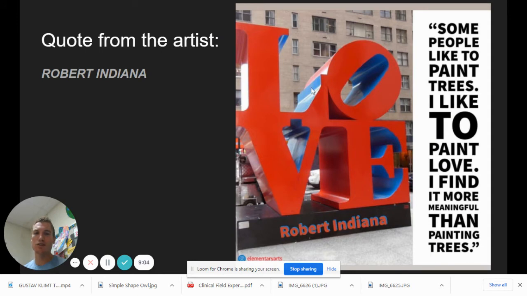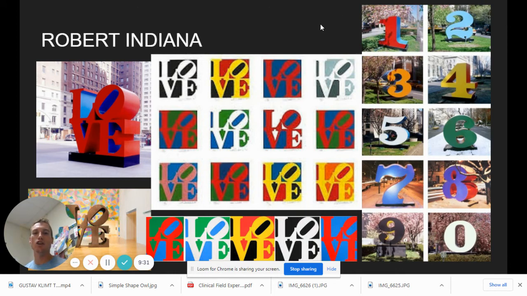That O is tilted. Here's a quote from the artist Robert Indiana. It says, "Some people like to paint trees. I like to paint love. I find it more meaningful than painting trees." So for him, he wanted to be more abstract. He wanted to paint and express love and emotion instead of just natural landscapes outside. And it's totally fine to love painting trees, but he just wanted to paint love by literally painting the word love.